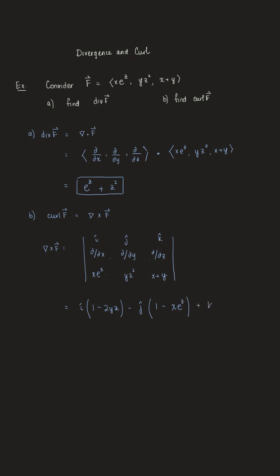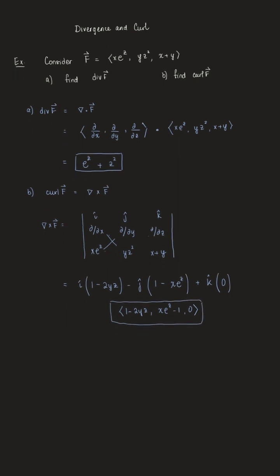And then we've got plus k. And let's see, partial of y z squared with respect to x is 0, and partial of x e to the z with respect to y is 0. So no k component. And so we've got a vector field that looks as follows: 1 minus 2yz, x e to the z minus 1, and 0. I'm just distributing the negative. And there is the curl of this vector field.